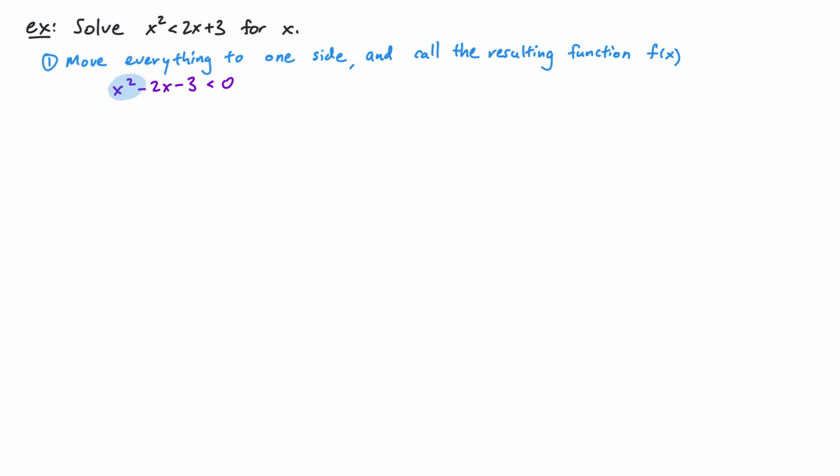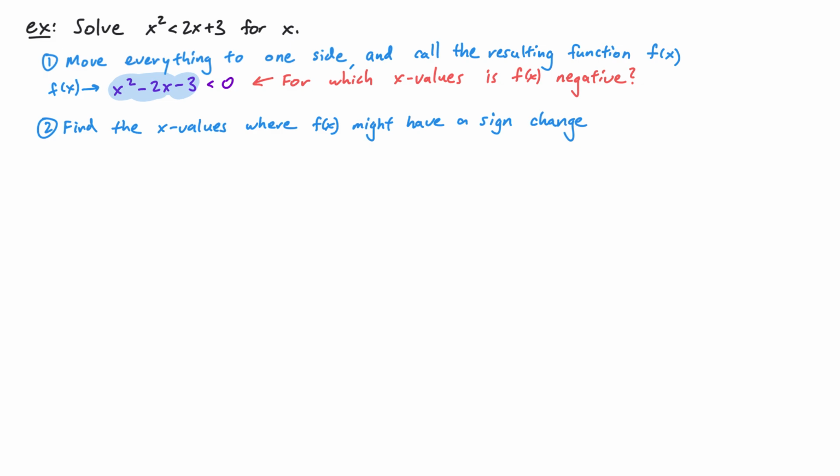So what we have on that left-hand side, this x squared minus 2x minus 3, that's what we call the function f of x. So our inequality that we have here is now the same as asking for which values of x is our function f of x less than 0 or negative. And to answer this question, we need to know when our function changes signs either from positive to negative or from negative to positive. And that's our second step. We want to find the x values where your function f of x might have a sign change.